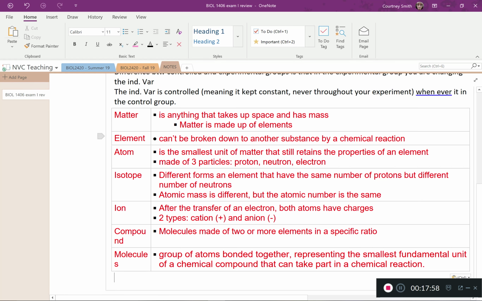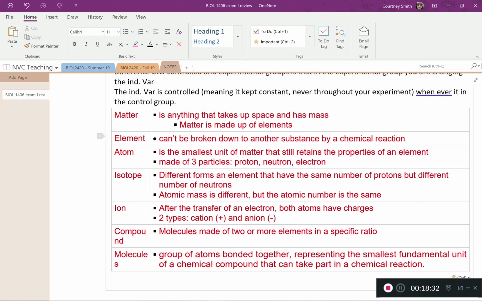So, what is matter? The basic idea is that it takes up space and it has mass. Matter is made up of elements such as hydrogen, carbon, and nitrogen, all those found on the periodic table. An element cannot be broken down. You cannot go smaller than one atom of hydrogen; there's nothing smaller than that. It can't be broken down by a chemical reaction, and it's considered a pure substance.